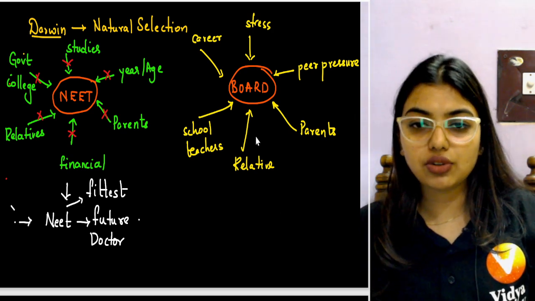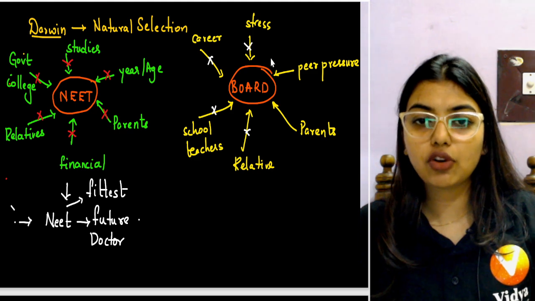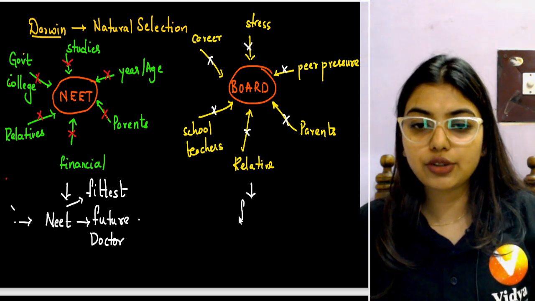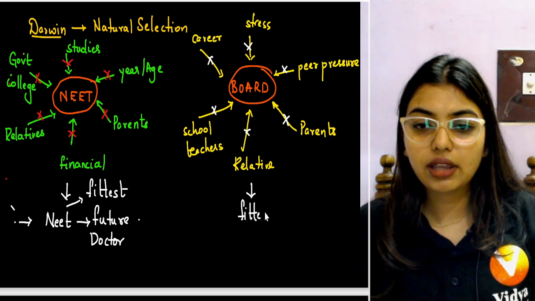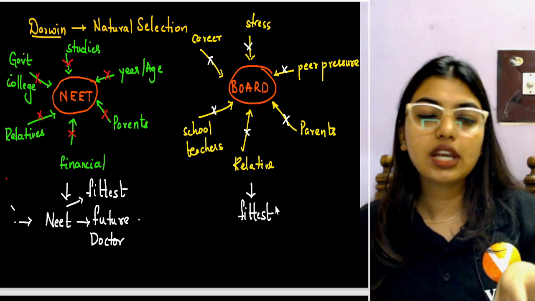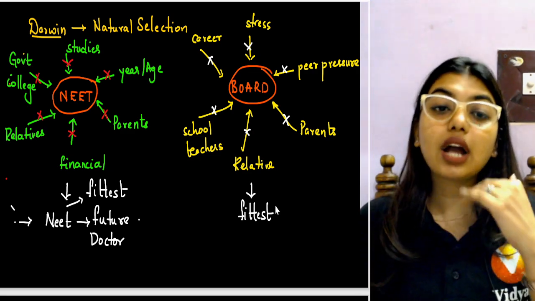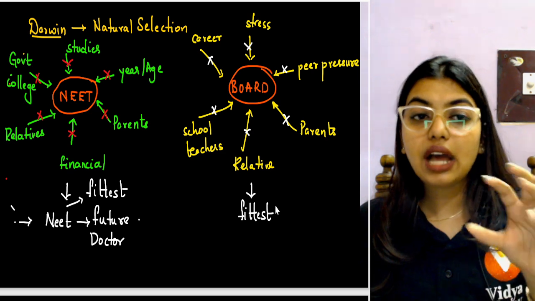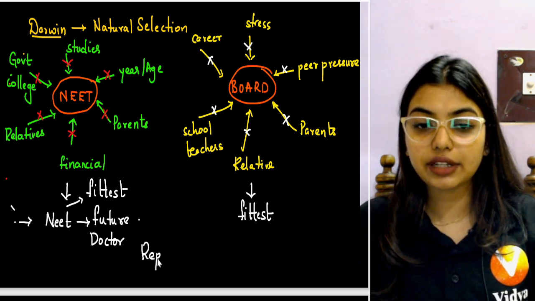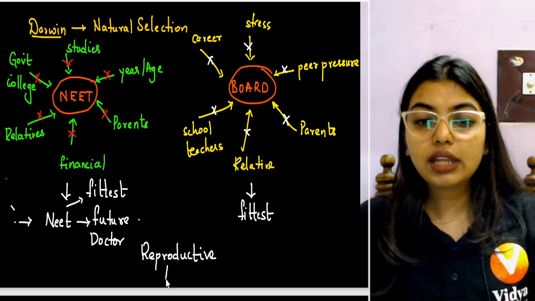Same thing goes here also. You ignore all of this and you do what is possible from your end and get a good score. You are also selected by nature and you are the fittest. So the fittest is going to survive. Selection of the strongest or the fittest is going to be done by nature. But according to Darwin, his natural selection totally talks about reproductive activity. Why reproductive activity?